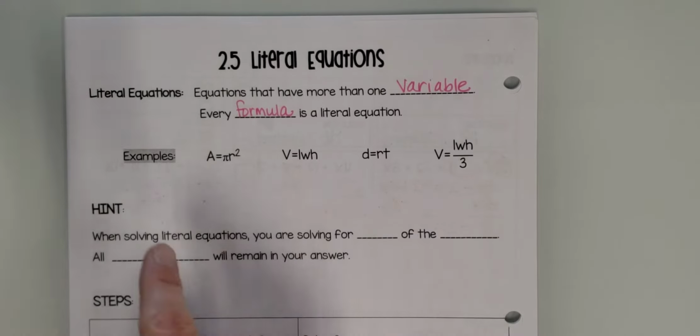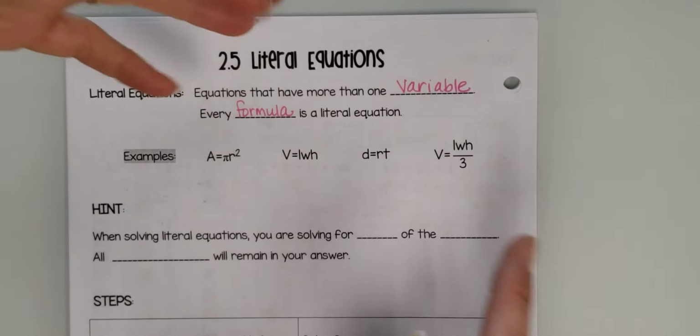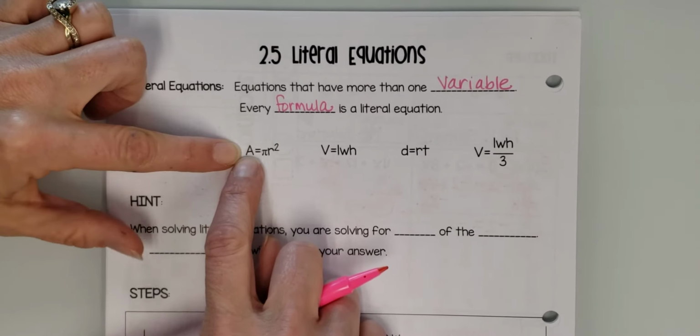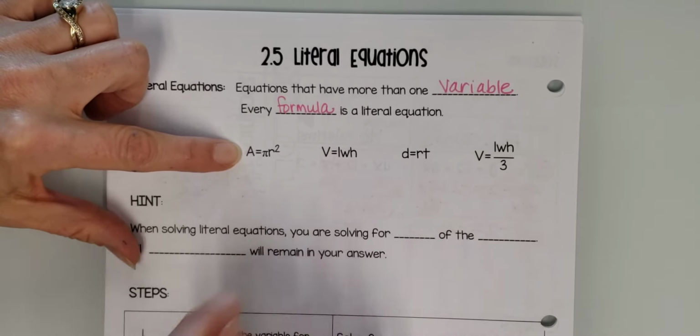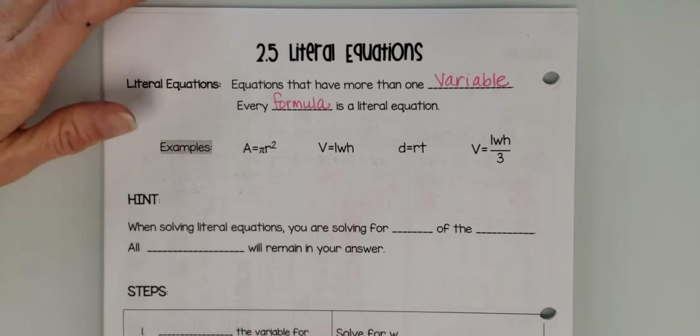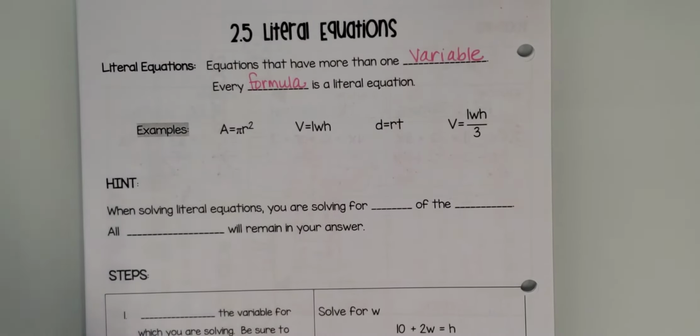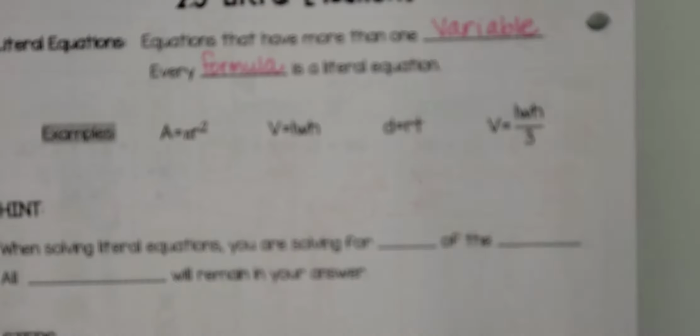Normally what happens is we've got most of the pieces and we're just trying to find one variable. For example, we know the radius and so we try to find area. We know length, width, and height, so we find volume. But in this case, we're not going to have values for all of the variables, and so we're going to be solving for those and trying to figure out what the answers are.